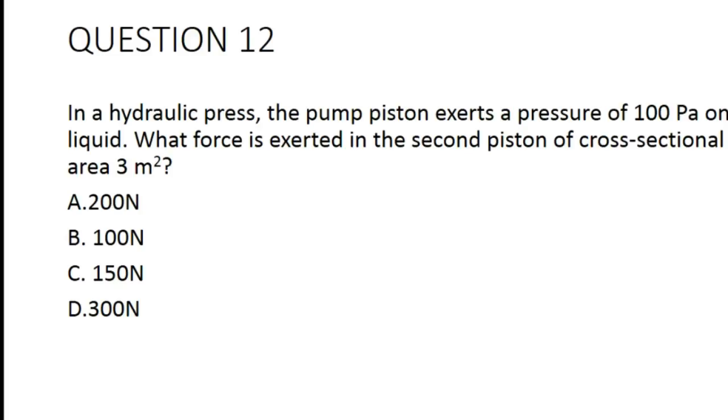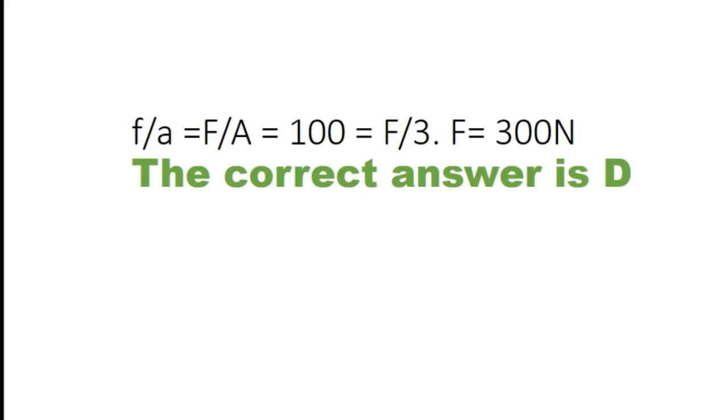Question 12. In a hydraulic press, the pump piston exerts a pressure of 100 Pa on the liquid. What force is exerted in the second piston of cross-sectional area 3 meter square? We'll use the formula F over A equals capital F over capital A. This will be equal to 100, which will be equal to F over 3. Therefore, our F is 300 Newton. That is option D.